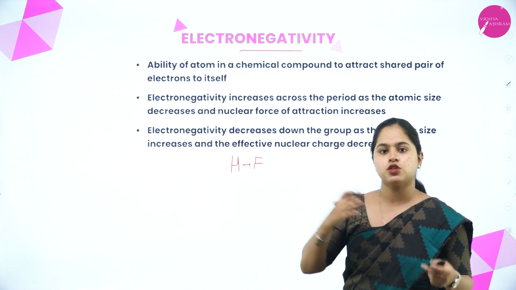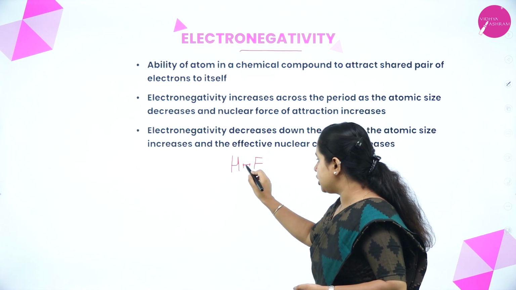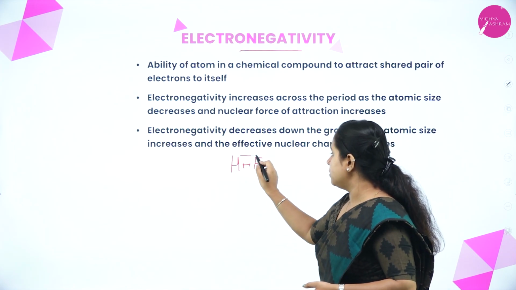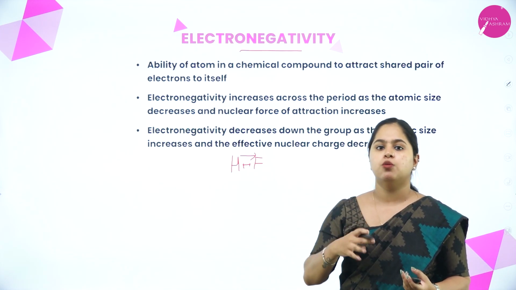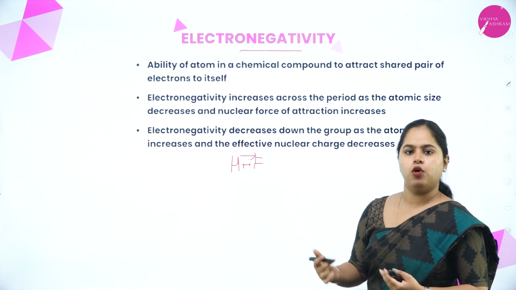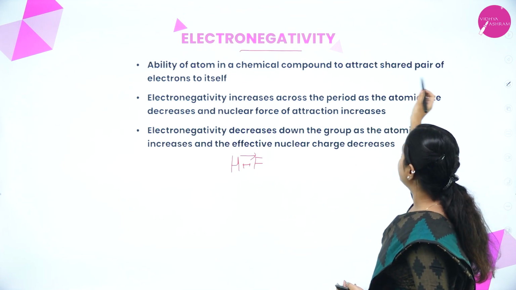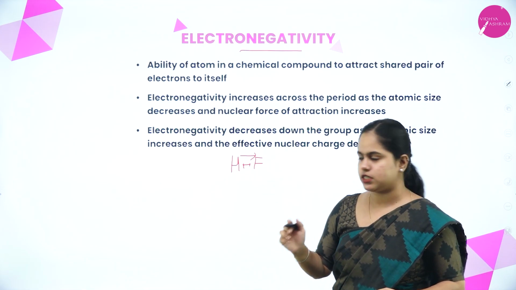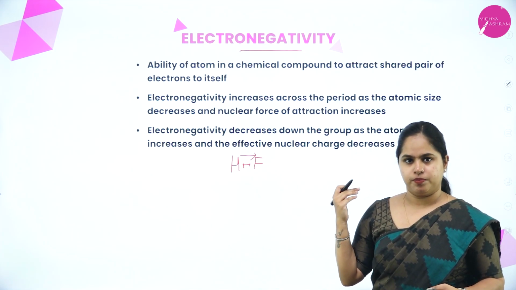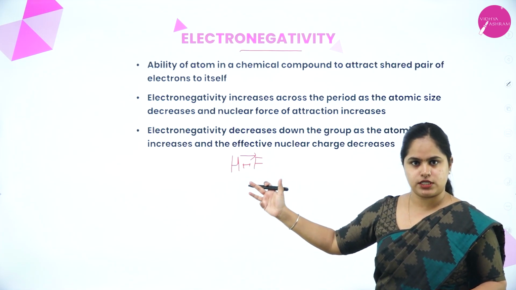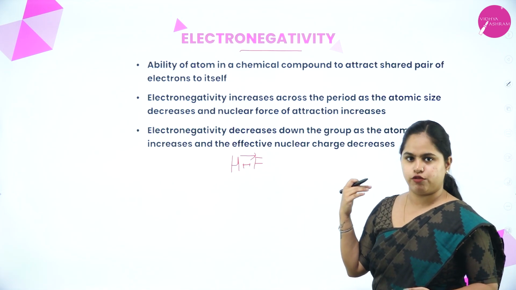We know that hydrogen contributes 1 electron and fluorine wants 1 electron, right? So basically there is sharing of electrons between them. So this shared pair of electrons will be a little more attracted towards fluorine because it is more electronegative. So that is about electronegativity. It is the ability of an atom in a chemical compound to attract the shared pair of electrons towards itself. This shared pair of electrons is attracted towards fluorine based on the electronegativity difference. In this case, as fluorine is more electronegative, it is attracted towards fluorine. Clear?